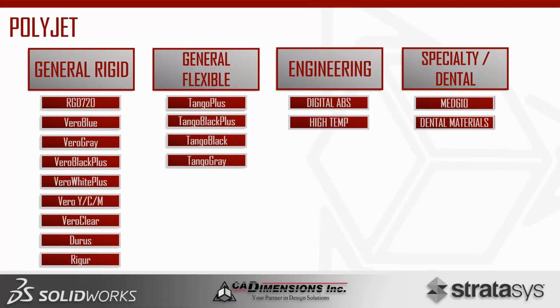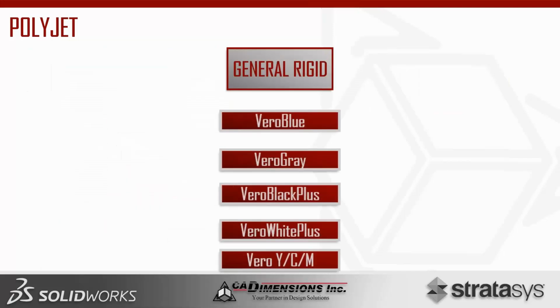We have our engineering catalog, which has digital ABS as well as high temperature materials, and we'll be getting to digital ABS a little bit later. And then finally, we have our specialty dental category, so things that would pertain to making, say, Invisalign braces is where you see a lot of the medical and dental applications coming into play. But to get started, we're going to go into our general rigid catalog with our Vero family.